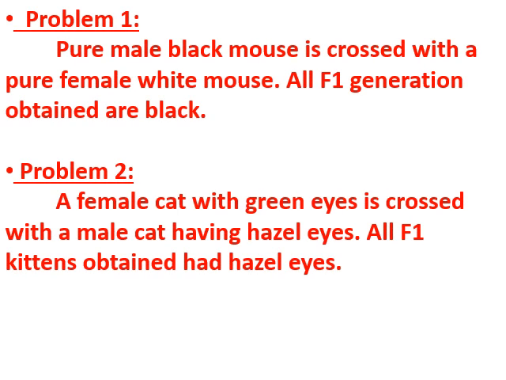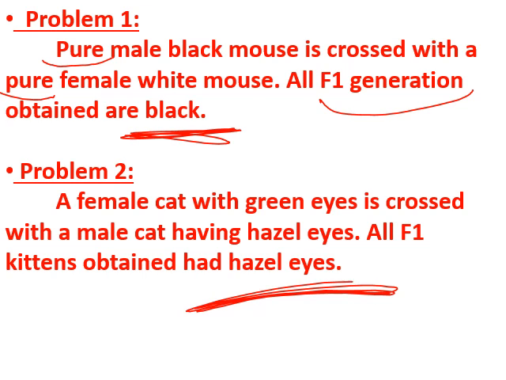Cross 1, or problem 1, pure. Pay attention here. A pure male black mouse is crossed with a pure female white mouse. All the F1 generation obtained are black. While in problem 2, a female cat with green eyes is crossed with a male cat having hazel eyes. All F1 had hazel eyes.